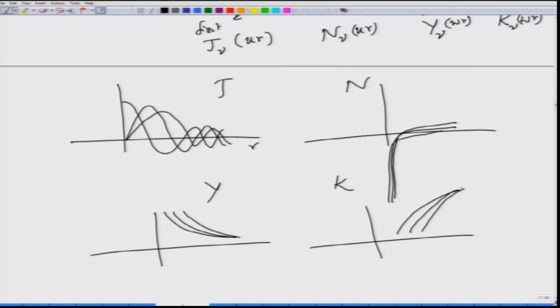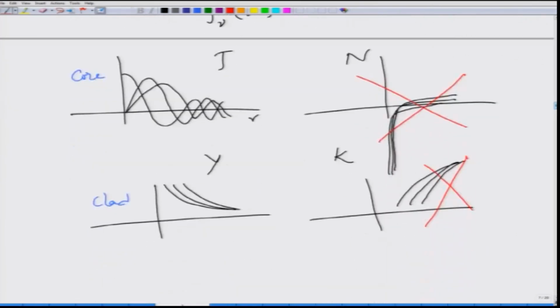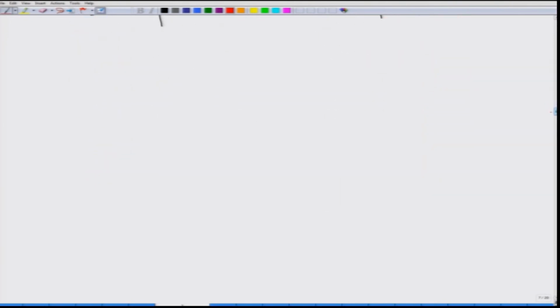Based on this nature, it is obvious that if I want some guiding inside, I have to choose these as the core modes and I have to choose these as the clad modes and reject these, because at r equal to 0 I do not want my field quantity to go to infinity. Similarly, my field quantities outside the cladding are not going to increase exponentially, rather they would actually decay exponentially. So because of that reason, we will choose in the core region oscillatory solutions, in the clad region exponentially decaying solutions, okay.